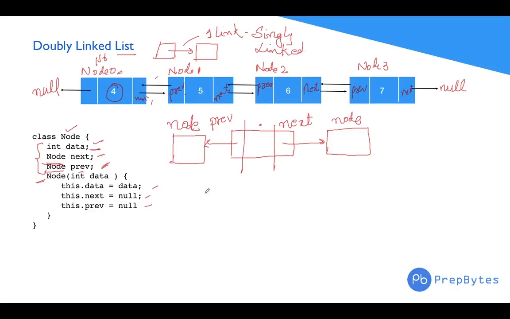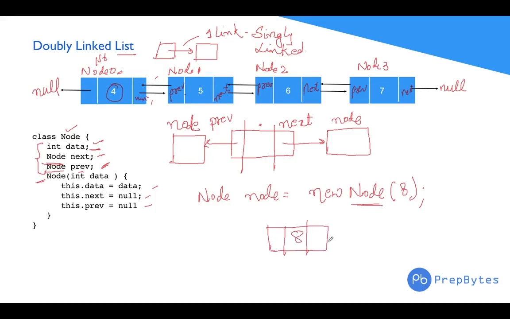So whenever we do something like node equals new node 8, we are trying to create a new node using this statement. A new node is created in memory, the data of which is 8, the next of this node is null, and the prev of this node is also null. So it is created somewhere in memory. If we have to insert this node somewhere in the list, we will see how to do that.